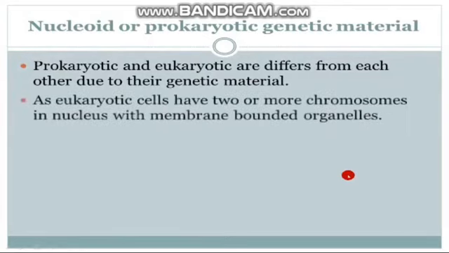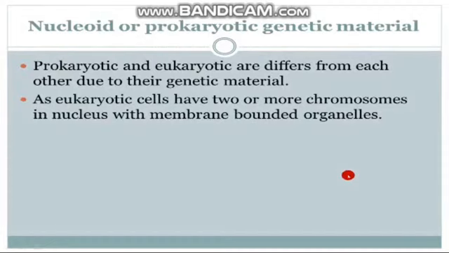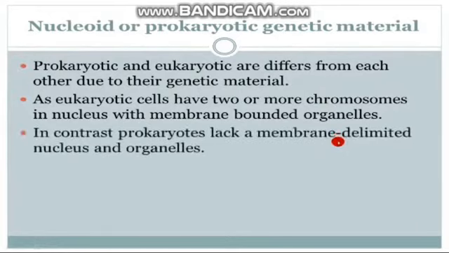The next point says that a eukaryotic cell has two or more chromosomes in the nucleus, along with membrane-bounded organelles. But if we look at the prokaryotic cell, it doesn't have a well-developed nucleus, and it doesn't have organelles. So when they don't have a nucleus, they definitely contain genetic material which we call the nucleoid.